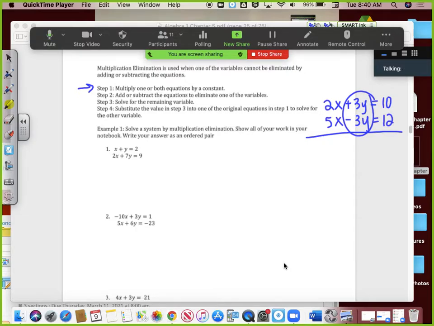If you want to eliminate x, then your whole goal would be to get this x here to say either 2x or negative 2x by multiplying everything by 2 or negative 2. If you wanted to eliminate y, then your whole goal would be to get this y to equal either 7y or negative 7y, so it will cancel out with that one there. It doesn't matter what you solve for or what you want to eliminate, you just have to choose one. So for this case, I'm just going to say let's eliminate x.